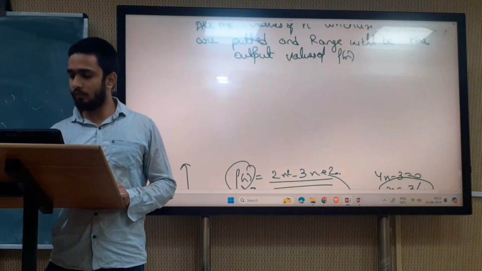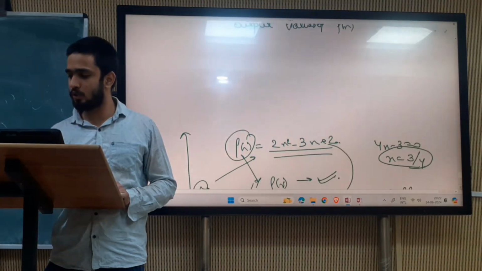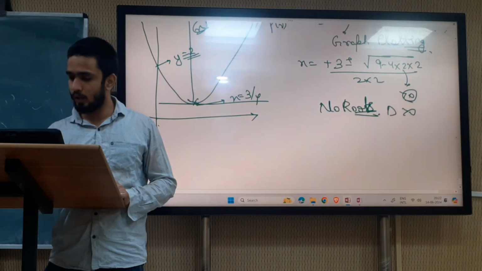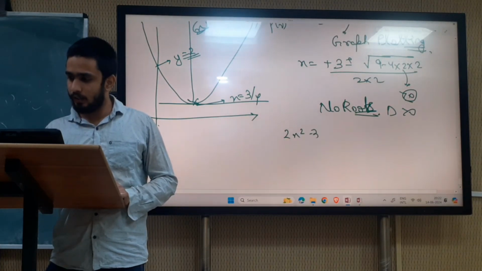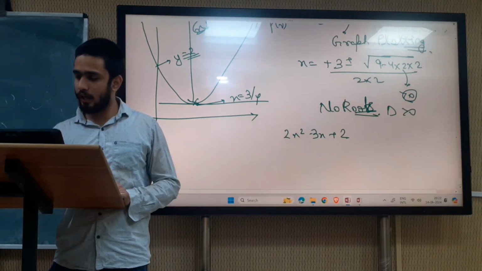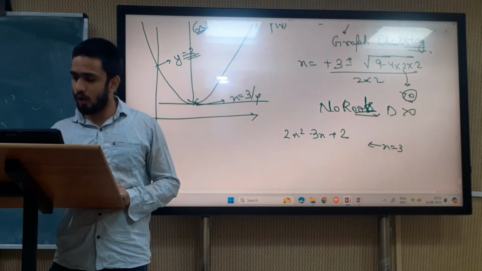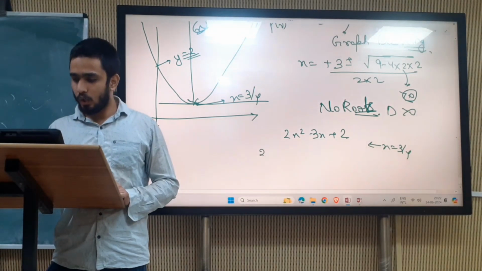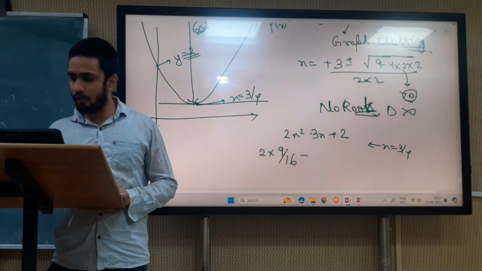Okay, so what was the function? 2x square minus 3x plus 2. So we will put in x equals 3 by 4. That gives the minimum value of this function. So 2 into 9 by 16 minus 3 into 3 by 4 plus 2.